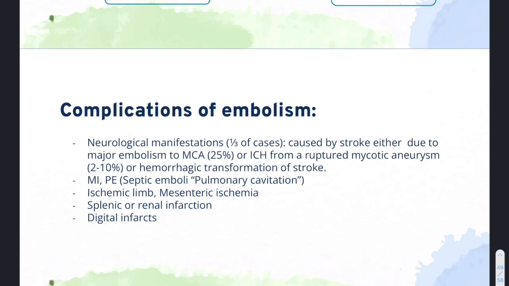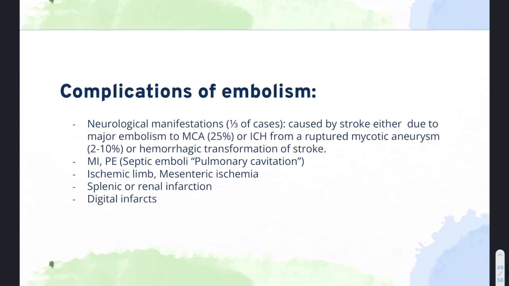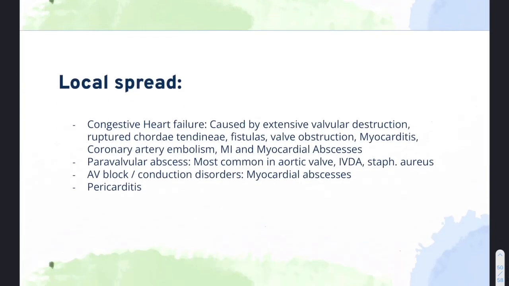Due to embolism to the middle cerebral artery, or intracranial hemorrhage due to ruptured mycotic aneurysm, or hemorrhagic transformation of stroke. There might be myocardial infarction or pulmonary embolism, ischemic limb, mesenteric ischemia, splenic or renal infarction, or digital infarct. Local spread: there might be congestive heart failure caused by extensive valve destruction, or ruptured chordae tendineae, or fistula or valvular obstruction, myocarditis, coronary artery embolism, myocardial infarction, or myocardial abscess.